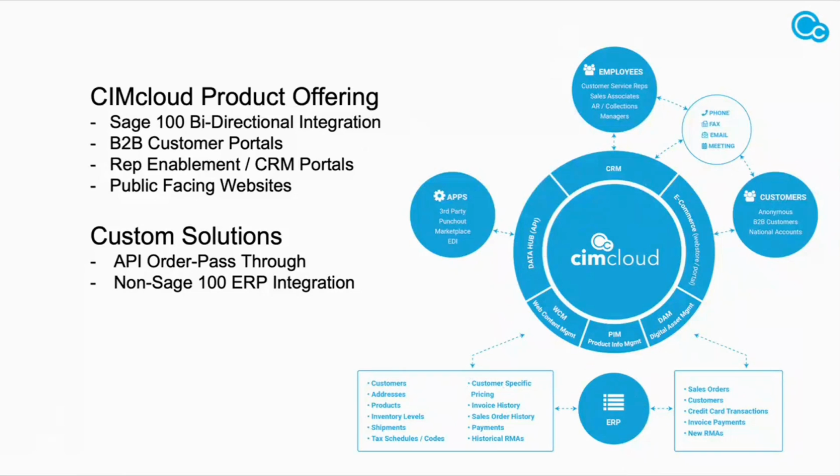There's additional things that we can do for clients. So think of like an API driven order pass through. So maybe you have a standalone direct to consumer website, maybe that's built on Shopify or Magento. And we can utilize our API framework and our integration technology to pass those orders into Sage 100. We have punch out functionality that we can utilize. So again, a lot of highly complex custom things that we can do for users, but out of the box, we have a Sage bidirectionally integrated platform that I'm going to dig into right now.